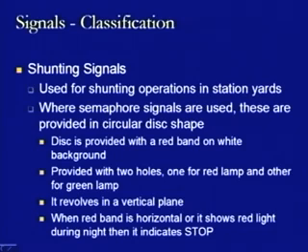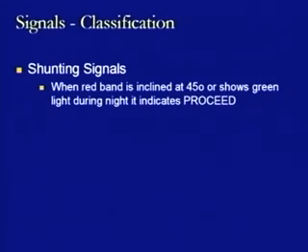That is the same sort of condition which we have seen with the semaphore signals or the Warner signals, where if it is horizontal, then it shows the stopping condition, and if it is not horizontal, then it indicates the movement condition, but that movement may be in a cautious condition or with full speed. Now, when the red band is inclined at 45 degrees, then it shows the green light during night and indicates proceed. So, if it is inclined at 45 degrees, we can proceed.